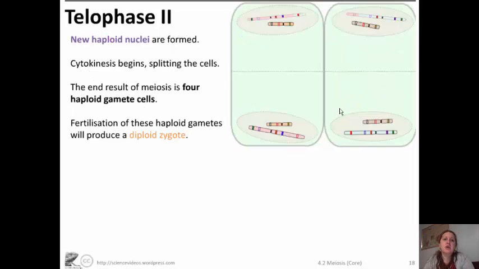In telophase 2, our 4 haploid nuclei are reformed or formed. Cytokinesis is going to begin splitting the cells, and what we get is 4 haploid gamete cells. Fertilization of these haploid gametes is going to produce a diploid, because 1 haploid plus 1 haploid is a diploid, and that's going to give us a cell called a zygote.